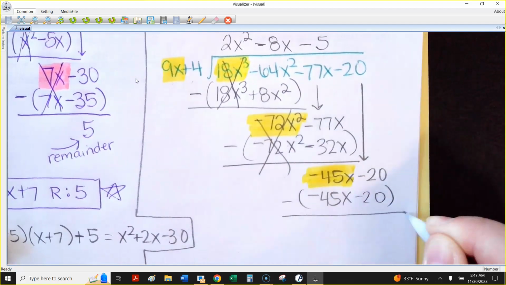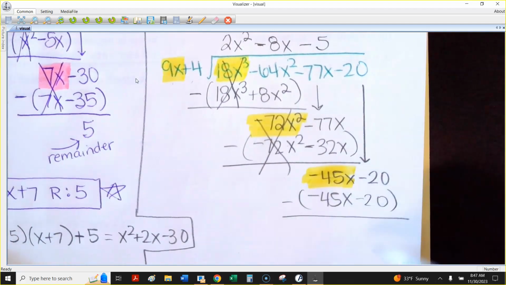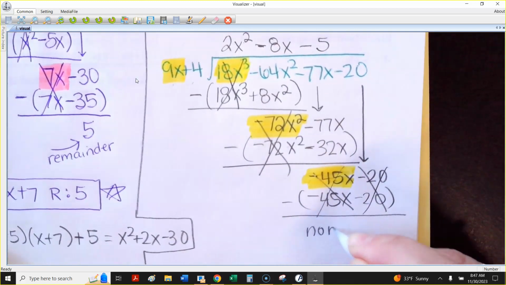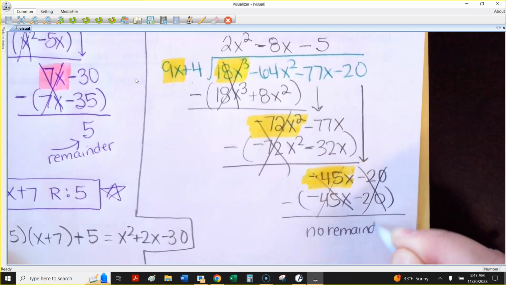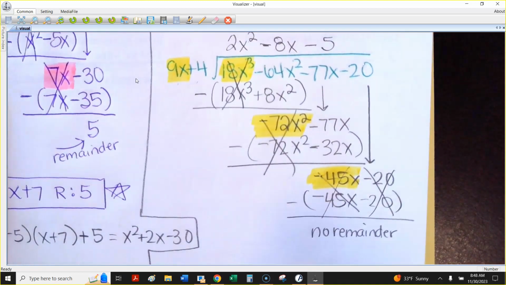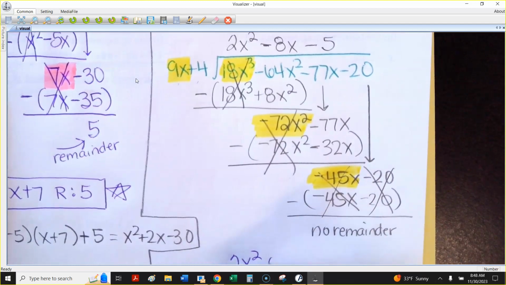Okay, now everything matches here. Both of these are minus a negative, so these all cancel out. So this means I have no remainder. You don't have to write that out, but that would be 0 left over. So there's no remainder for this problem. So my actual answer to the question is 2x squared minus 8x minus 5.